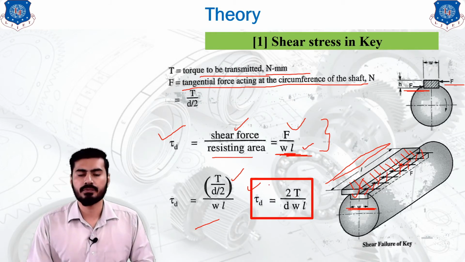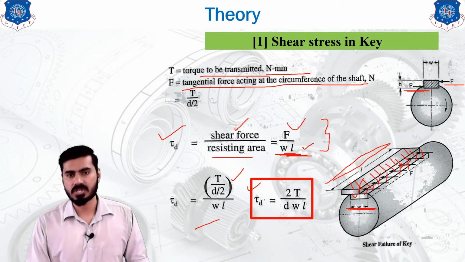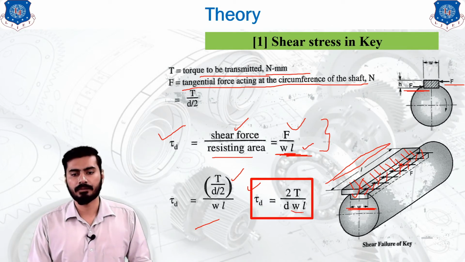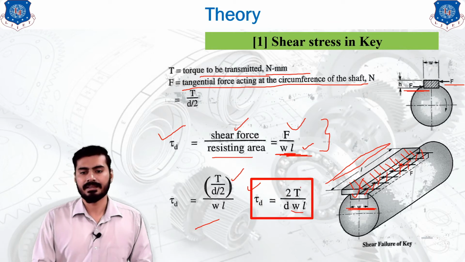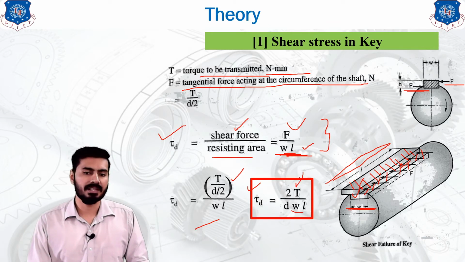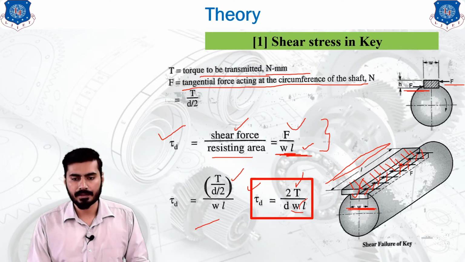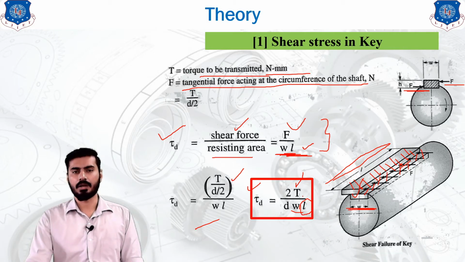Using this equation, if you know the value of the diameter of the shaft, and if you know the value of the width and the thickness of the key, and the torque is given in your data, then the value of the length of the key can be calculated, or vice versa.